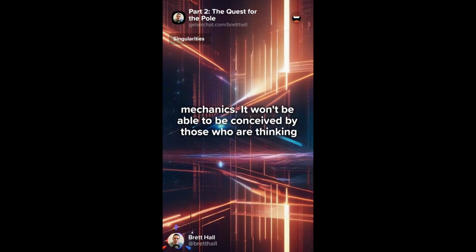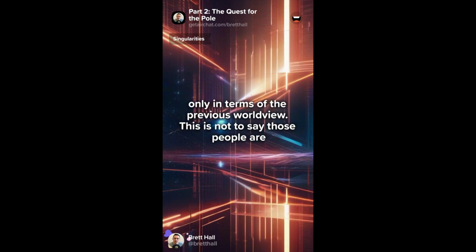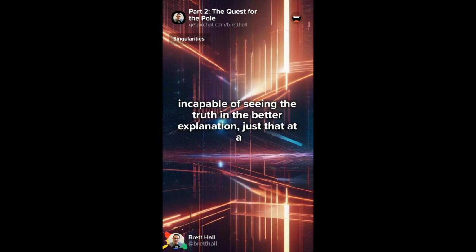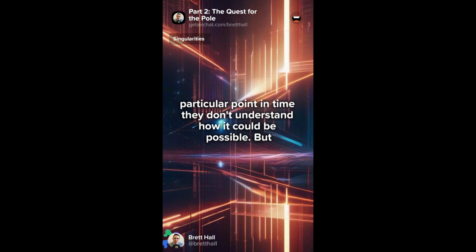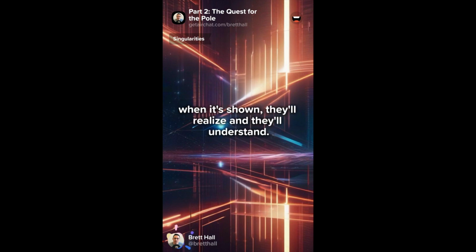It won't be able to be conceived by those who are thinking only in terms of the previous worldview. This is not to say those people are incapable of seeing the truth in the better explanation, just that at a particular point in time, they don't understand how it could be possible. But when it's shown, they'll realize and they'll understand.